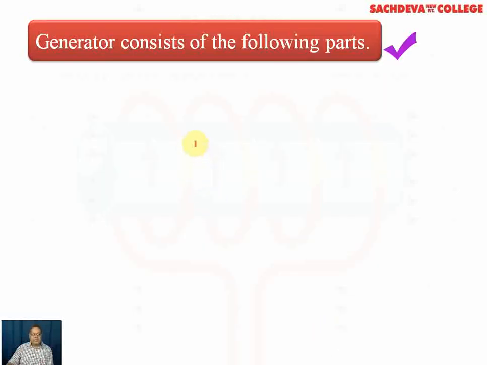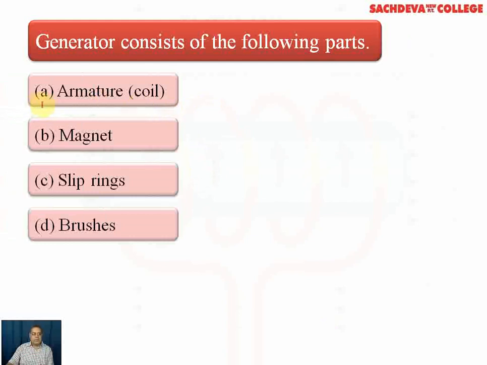Generator consists of the following parts. There are four parts in the generator. One is the armature coil, the other is a magnet, the third one is slip rings, and the fourth one is the brushes. Armature basically is a soft iron core and its susceptibility is high. Susceptibility is a property of material due to which it gains magnetism easily and loses magnetism easily.